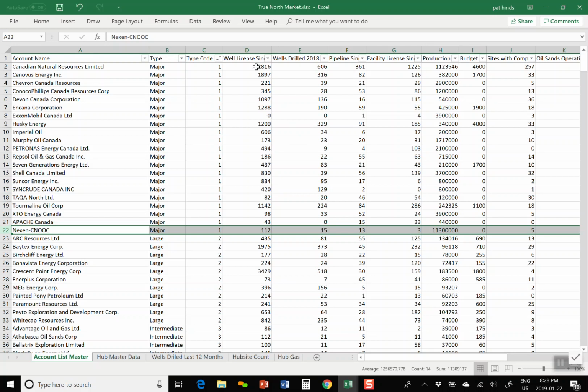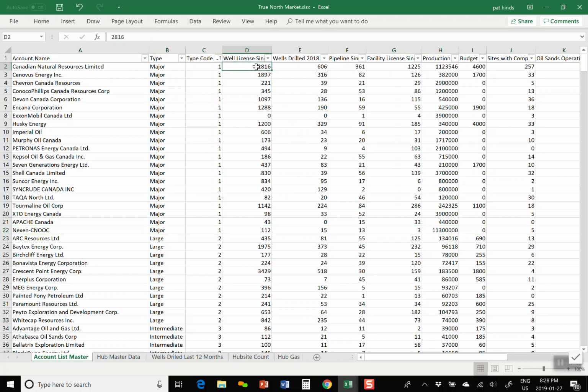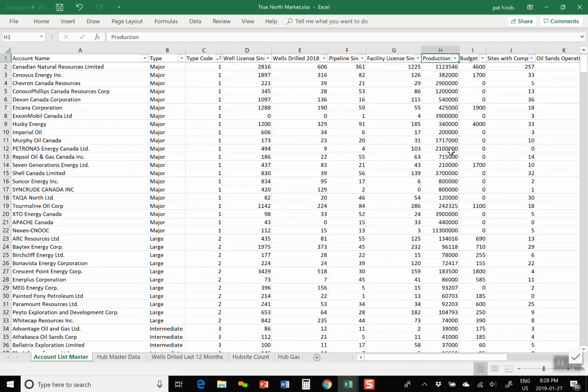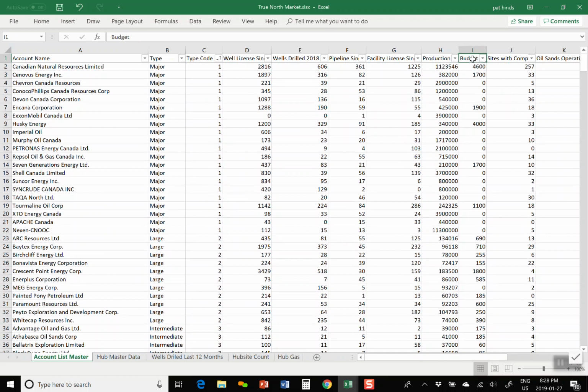Things that we looked at and we want to continue to look at: how many wells have they drilled since 2017? How many wells did they drill in 2018? How many pipeline licenses since 2017? Facility licenses since 2017? Here's what their production is. Some of the smaller ones we can't get the production for, but we can start to estimate. And then we've got what their budgets are, and we'll continue to update those. You can see we've got some zeros there.